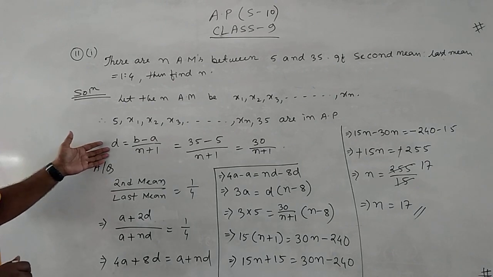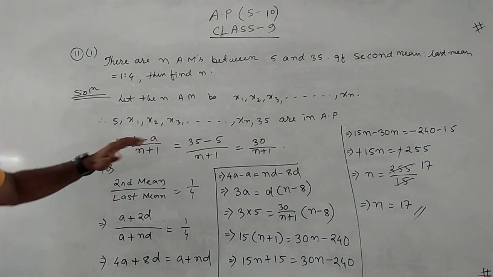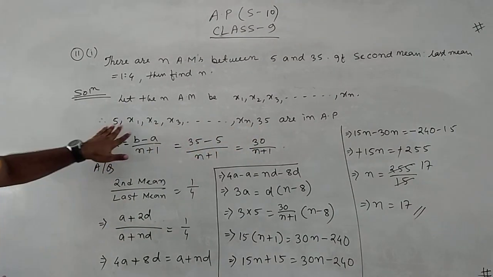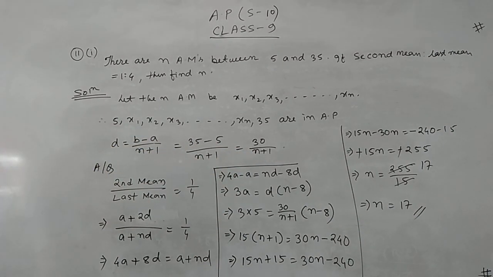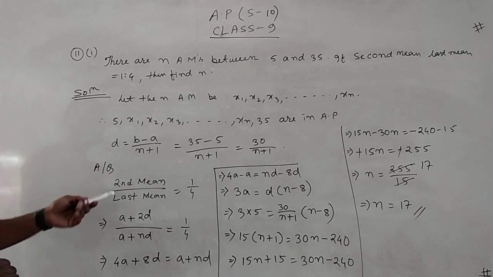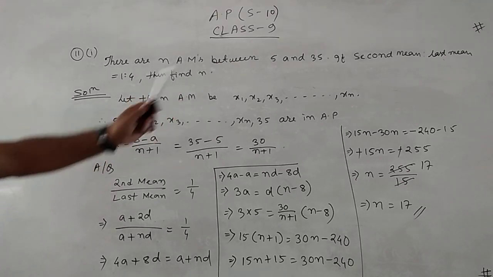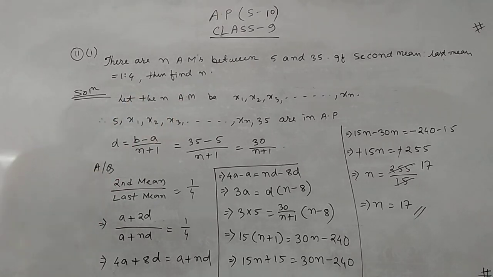So d equals (b minus a) by (n plus 1), where b means the last term: 35 minus 5 by n plus 1, so 30 by n plus 1. Now, second mean by last mean equals 1 to 4.